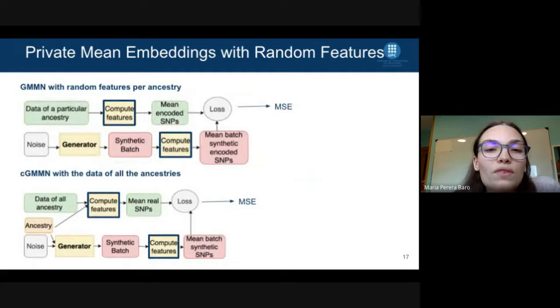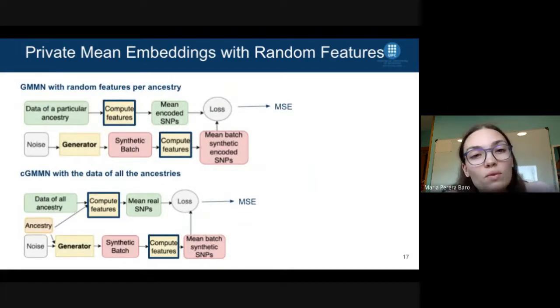I tried the random features with the generative moment matching network. As we can see in the diagrams, the data is only used to compute the features. And in this model, we don't even need the features. We just need the mean of the features, which is called sketch. So, for example, a company that has the real data could compute the features, and in this approach, just send the mean of the features. That is what is needed to train the generative moment matching network.